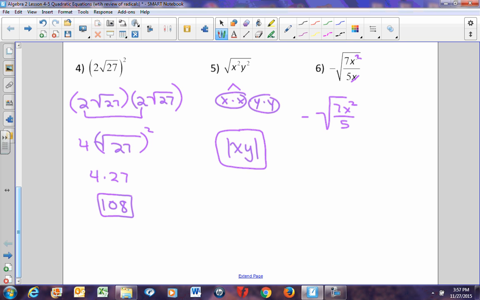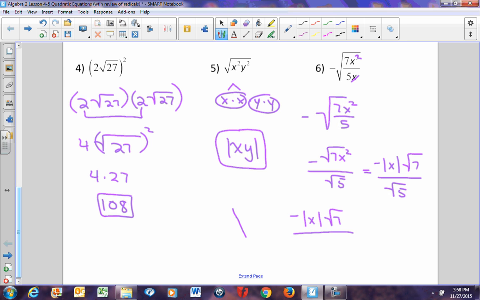So that's negative square root of 7x squared over the square root of 5. Okay? I can take the x out of the 7x squared, so I have negative absolute value of x, square root of 7, all over the square root of 5. Now I need to rationalize the denominator for this.